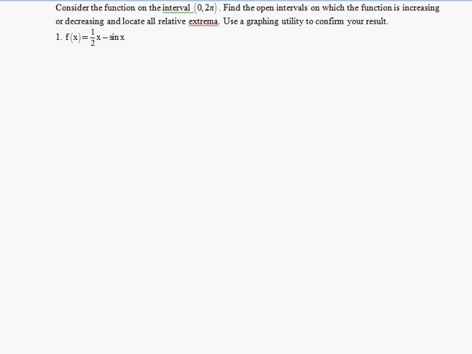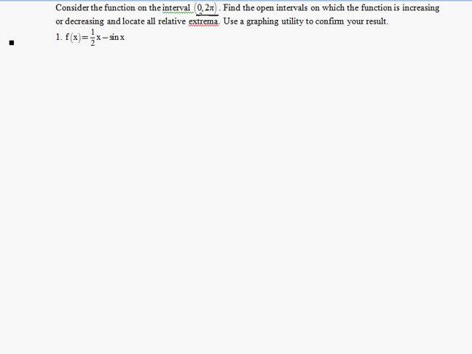Okay, so we want to continue finding increasing and decreasing intervals and relative max and mins of functions. Here we're just going to look at a trig example. Just keep in mind that we're looking over the interval from 0 to 2 pi of this function right here.